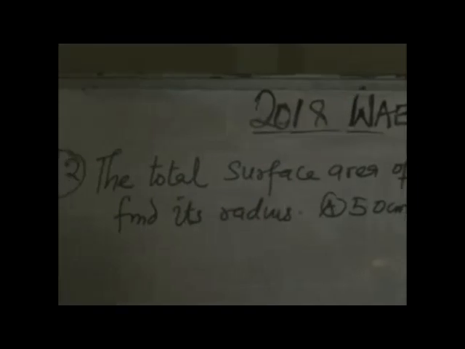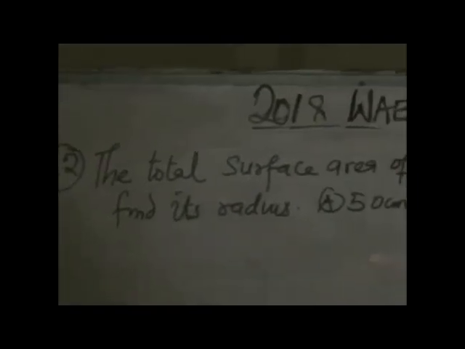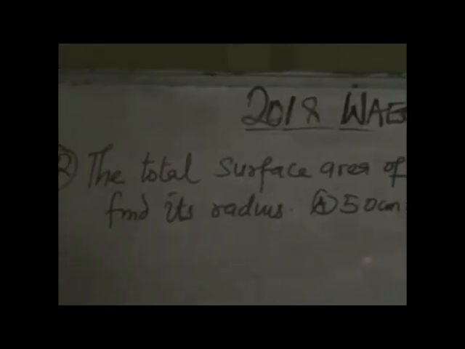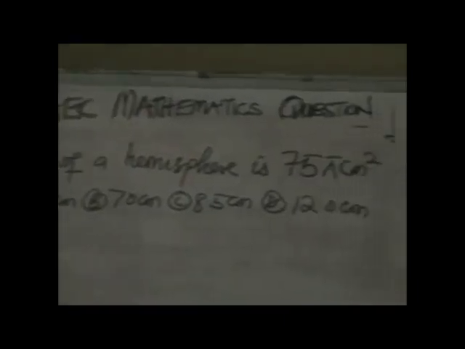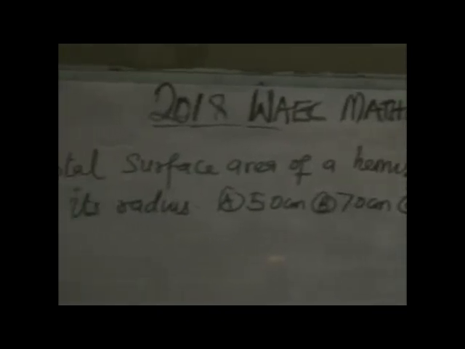Okay, hope you understand what I've been explaining so far. Now let's move on to the next question. Here is question 32 of the 2018 WAEC mathematics questions. The question is, the total surface area of a hemisphere is 75 pi square centimeters. Find its radius.